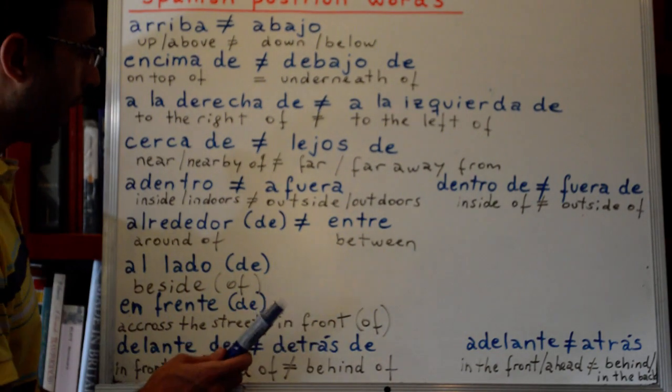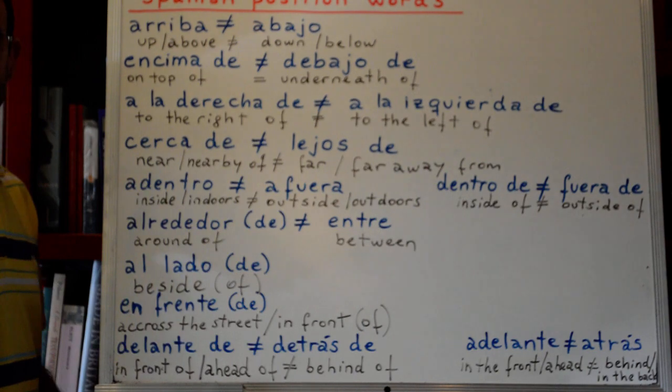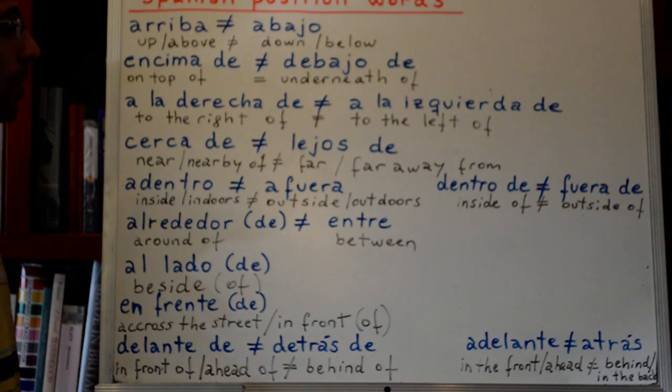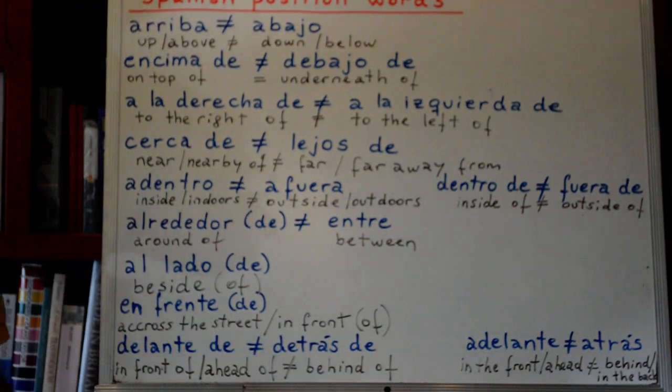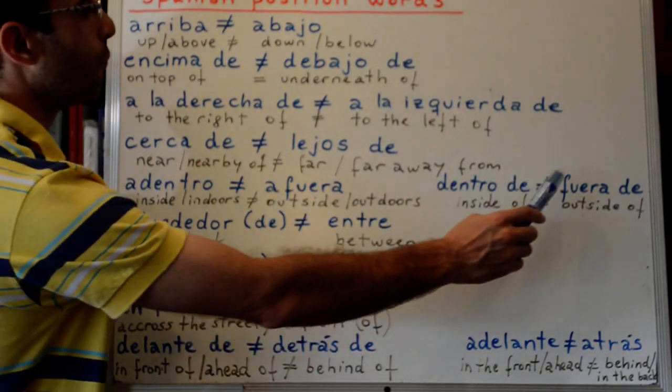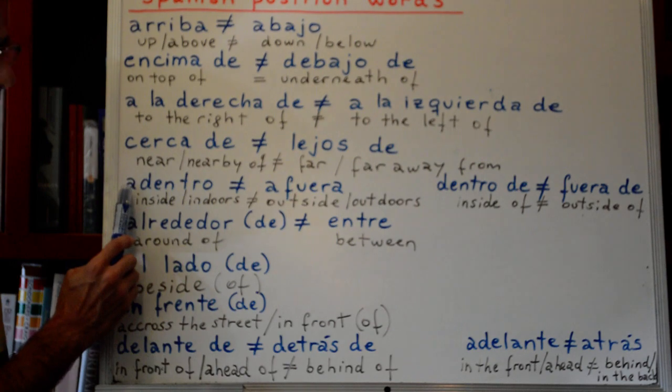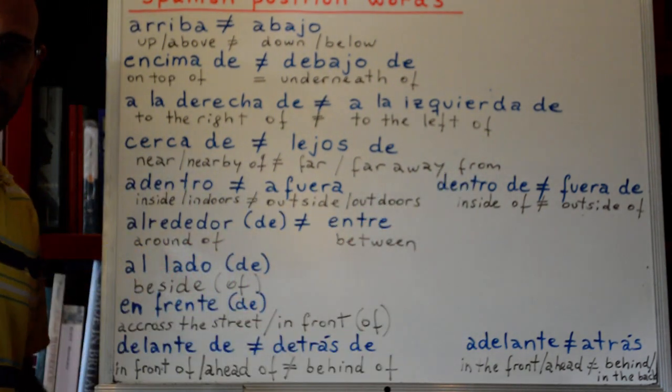So, Juan está afuera, Juan is outdoors, or Juan está fuera de su casa. Juan is outside of his home, right? So, afuera with an A and fuera. Adentro with an A and dentro, okay?